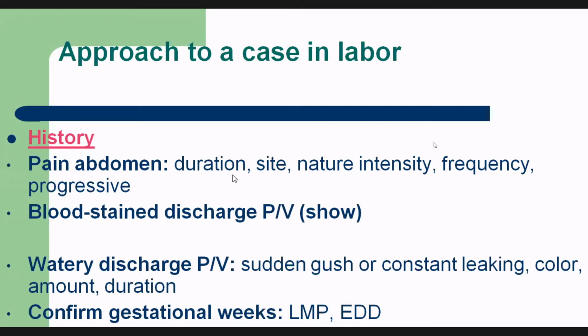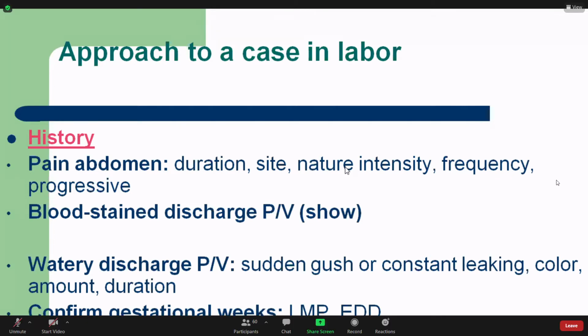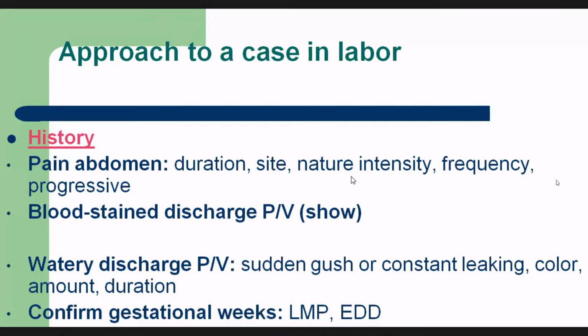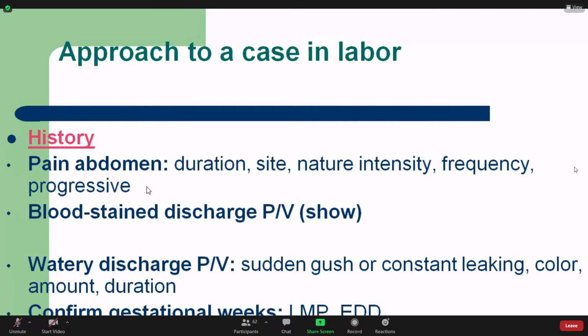Okay, so you have to take history about how long she is having pain abdomen, the duration, and where is the site of pain. The site of labor pain is in the lower abdomen and radiating towards the back. Okay, and intensity should increase gradually, and the nature is intermittent. It comes and it goes, it is not continuous, and the intensity is very severe. It is a type of very, very severe pain, it's not mild pain, and the intensity goes on increasing.